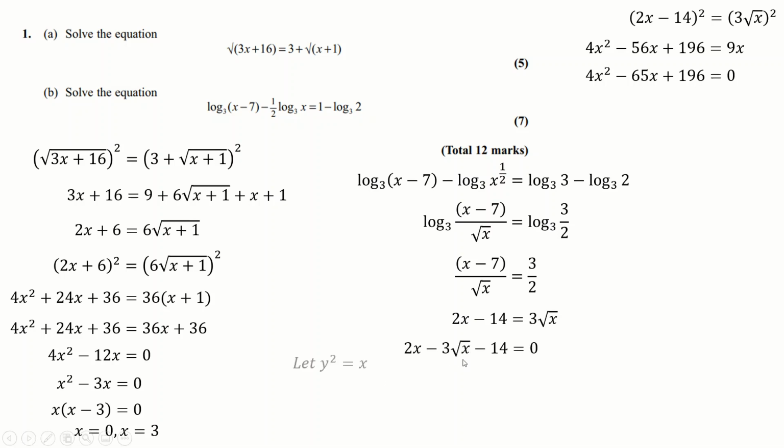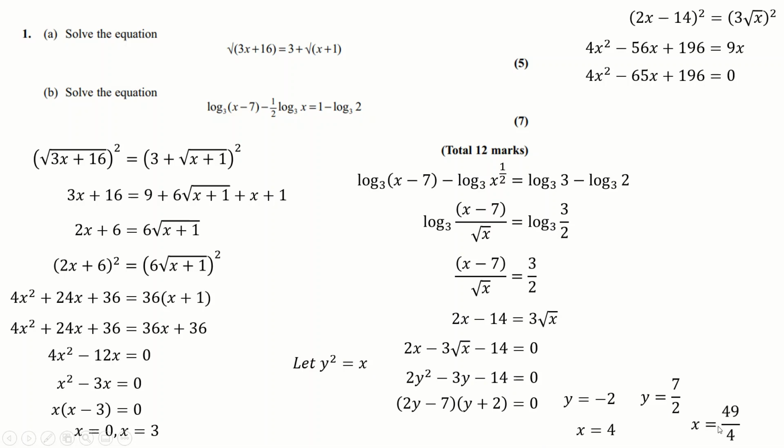If we make the substitution y squared equals x, then we can say that this is 2y squared minus 3y. Root x is now y, if we square root both sides there. And this is very simple for me to solve, much easier than this is. Once I've solved it for y equals minus 2 or y equals 7 over 2, I can then go back into here. Y squared is x, so square that for x is 4, and square that for x is 49 over 4.